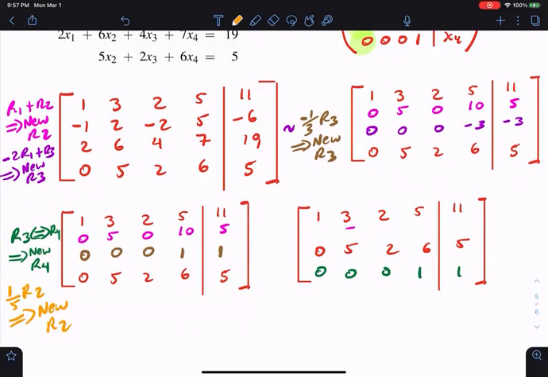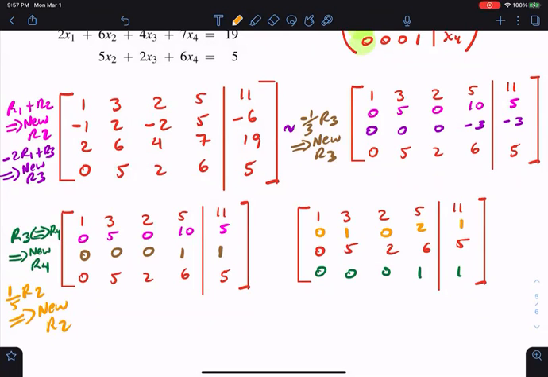So 1/5 times 0 is 0. 1/5 times 5 is 1. 1/5 times 0 is 0. 1/5 times 10 is 2. 1/5 times 5 is 1. So that looks a little better, right?